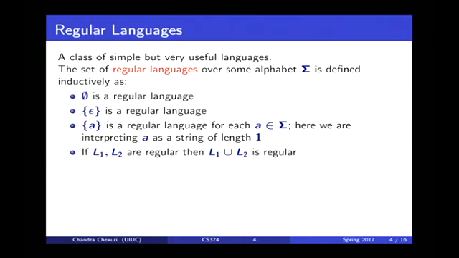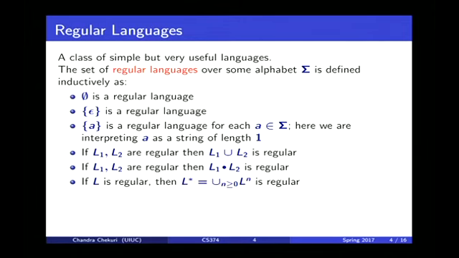Now, how can we build more languages? If L1 is regular and L2 is regular, L1 union L2 is also regular. We're allowed to combine two languages together by union, not intersection, just union. If L1 and L2 are regular languages, you can concatenate them, so L1 L2 is also regular. And the last one, which leads to a bit of an interesting feature, is that you can take the Kleene star, and that's also regular. If L is a regular language, L star is also regular. What is L star? You can take arbitrarily long concatenations. Does that make sense?